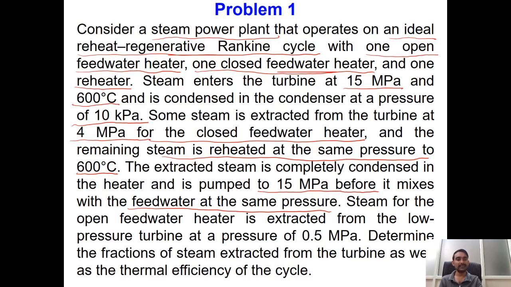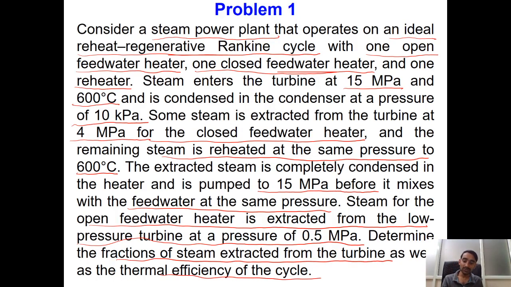Then, steam for the open feed water heater is extracted from the low pressure turbine at a pressure of 0.5 megapascal. As we have one more stage of regeneration, that is performed at a pressure of 0.5 megapascals. Now we have to determine what fractions of steam are extracted from the turbine, as well as the thermal efficiency of the cycle.